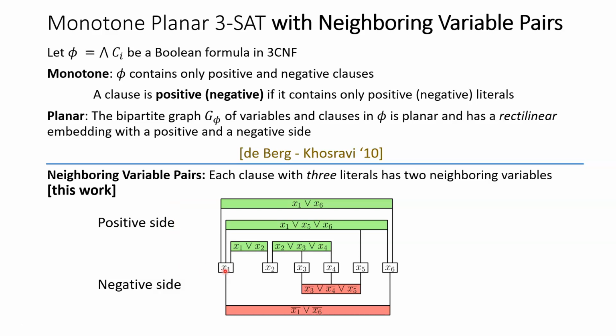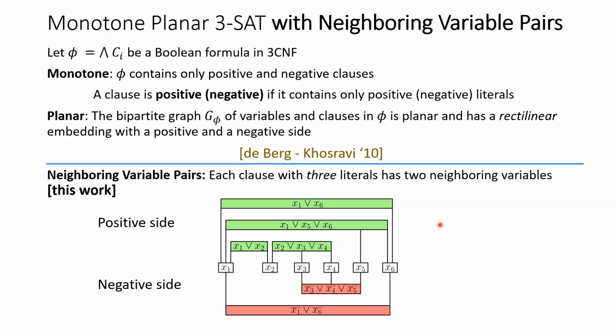So we can place all the variables on a horizontal line, with all the positive clauses above it and all the negative clauses below it. And we add an edge between each variable and clause whenever the variable appears in the clause. And we may draw this graph in a rectilinear embedding with no crossings.